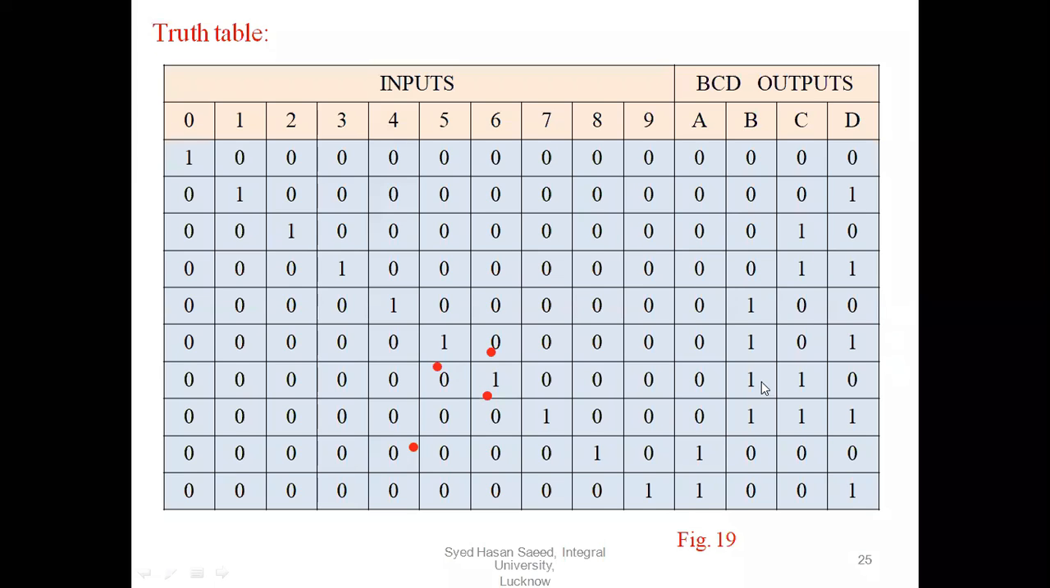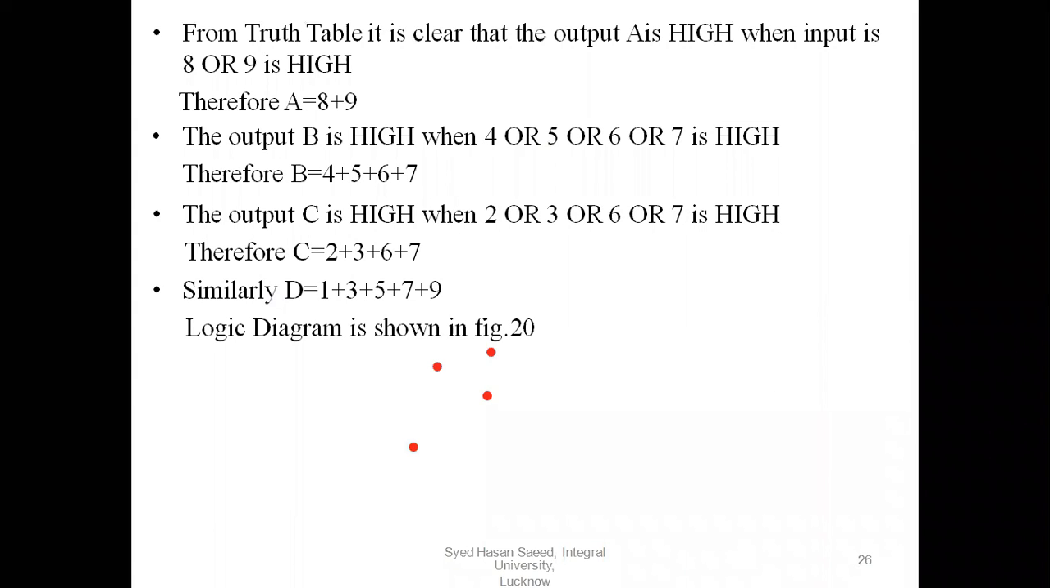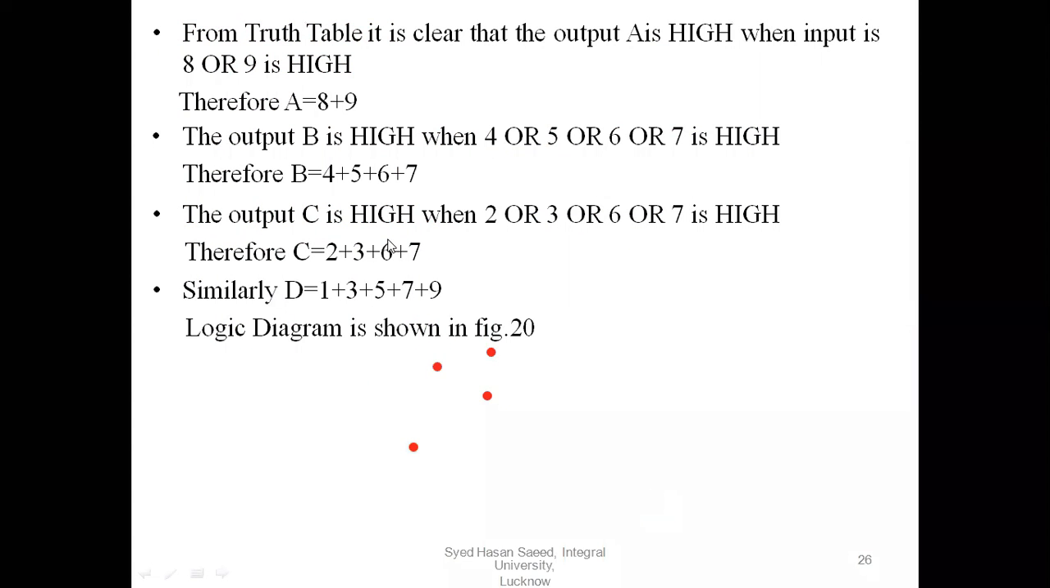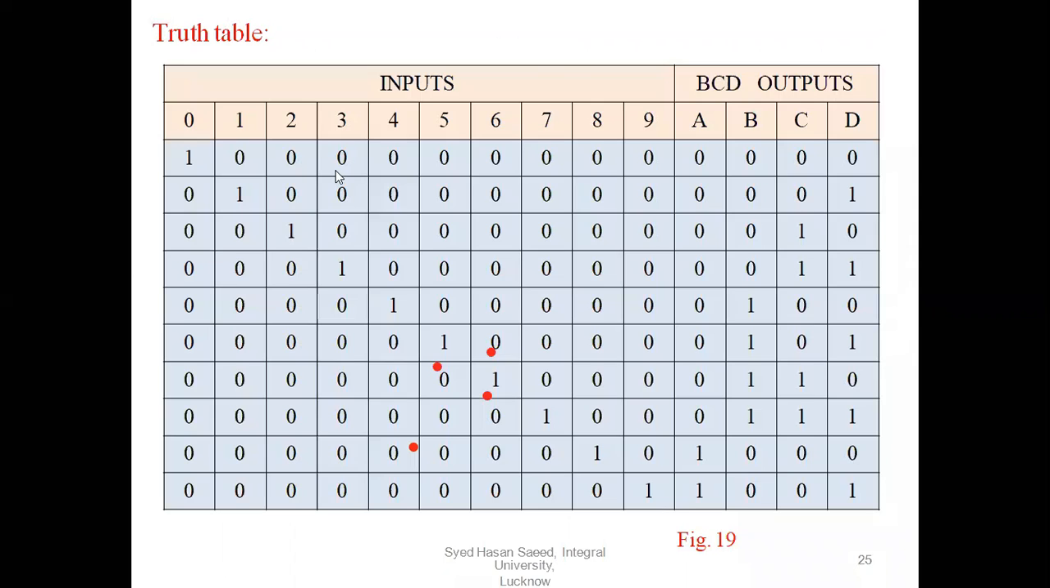From 0 to 9 values, it will give the outputs. And here by this truth table, you have to place the values where they occur. A is equal to 8 plus 9, that is D8 plus D9, assumption.